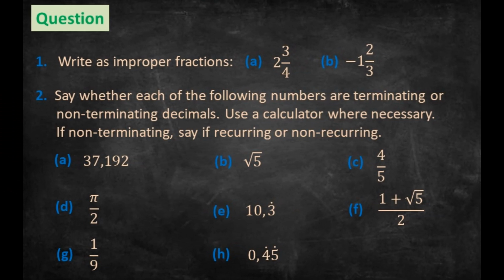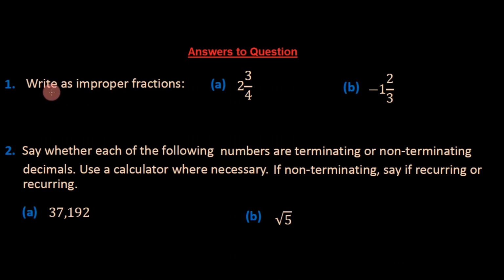Please try this question before you look at the answers. In question 1 here, we have to write these mixed fractions as improper fractions. Let's look at A. 4 times 2 is 8, plus 3 is 11, so 11/4. This is going to be a negative. 3 times 1 is 3, plus 2 is 5. So 5/3.